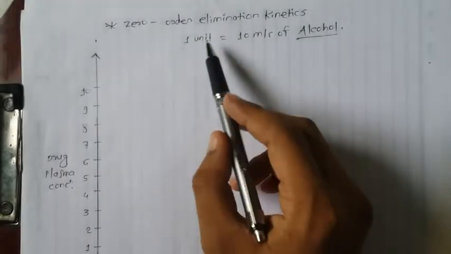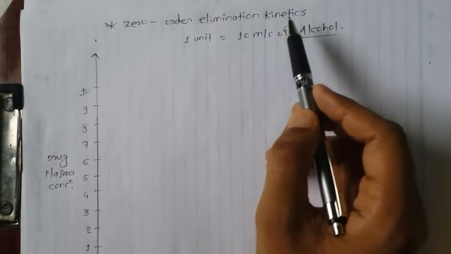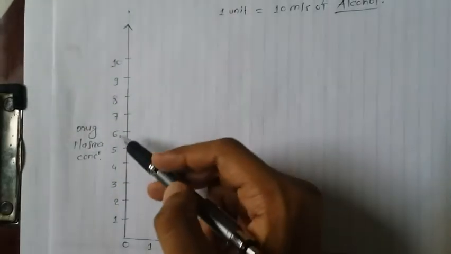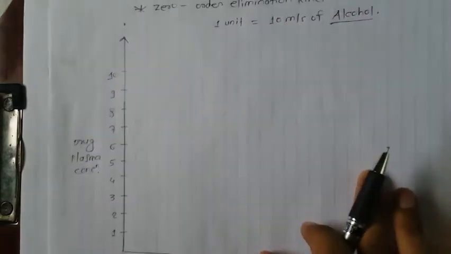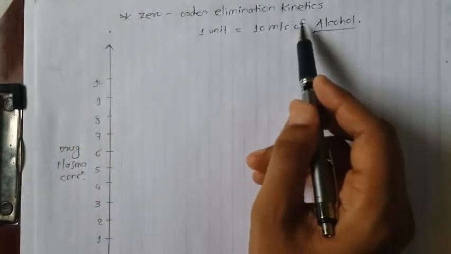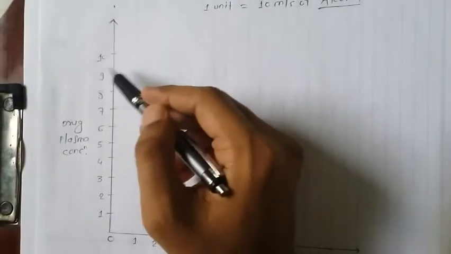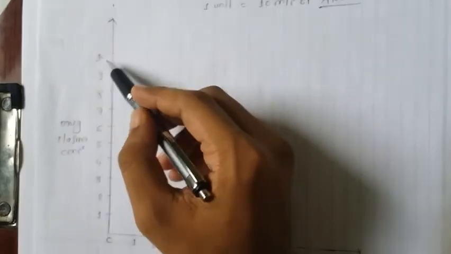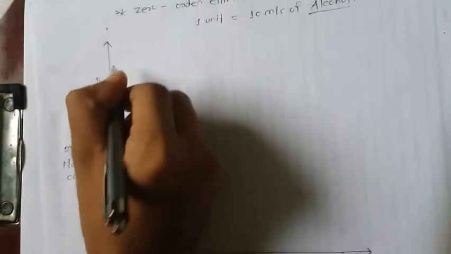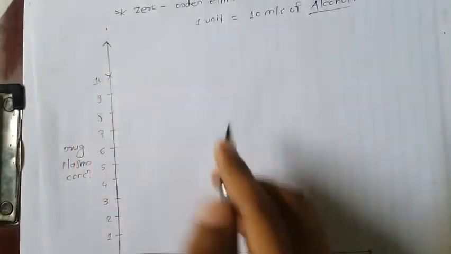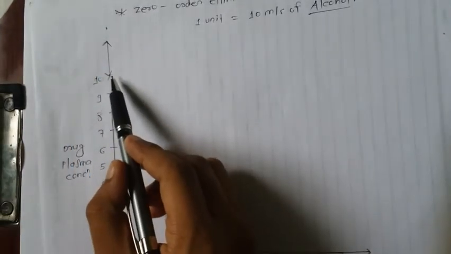So suppose 1 unit is equal to 10 ml of alcohol. On the x axis we have time in hours, and on the y axis we have the drug plasma concentration, that is, the alcohol concentration in the plasma. Suppose 1 unit equals 10 ml of alcohol, so here we have 1, 2, 3, 4, 5, 6, 7, 8, 9, 10, that is 10 units of alcohol, that is 100 ml of alcohol. So suppose we have 100 ml, that is 10 units of alcohol in the body.